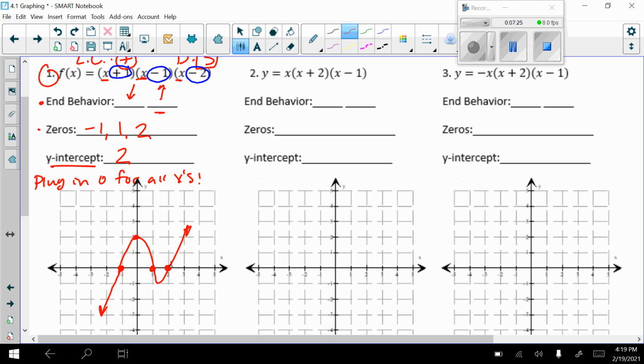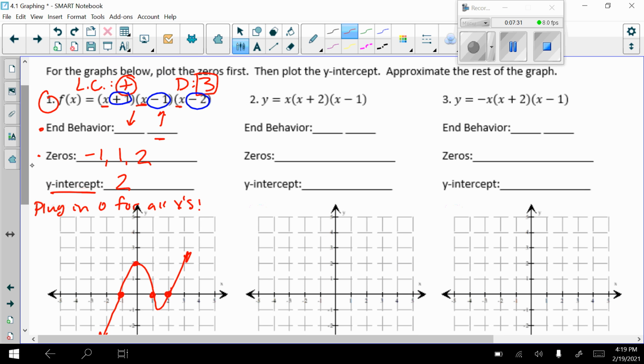So there's an example of how to graph a polynomial. Let's do one more, and then we'll practice some in class. Let's do this number 2 real fast. So again, we need the leading coefficient, and we need degree. Well, the leading coefficient, again, I look in front of everything. There's no number, right? And there's no negative sign, so I know that it's a positive.